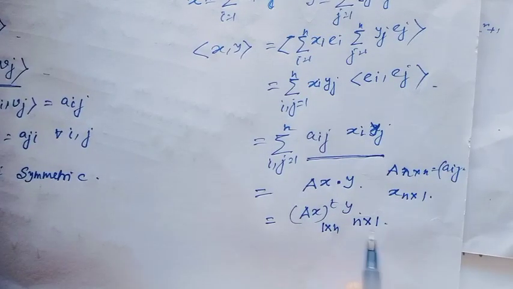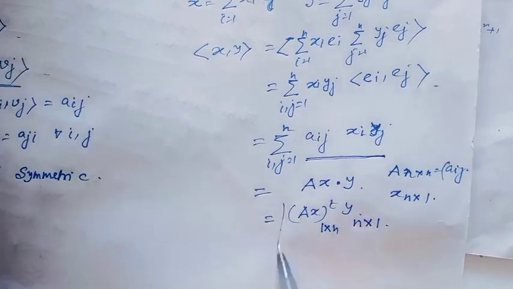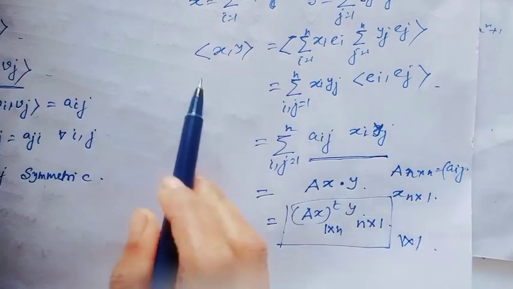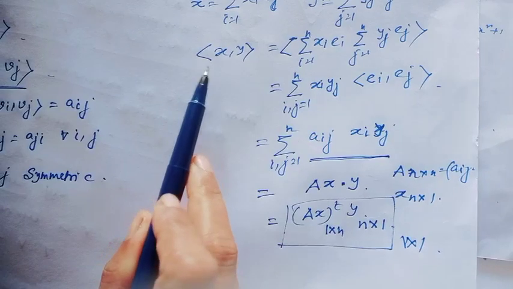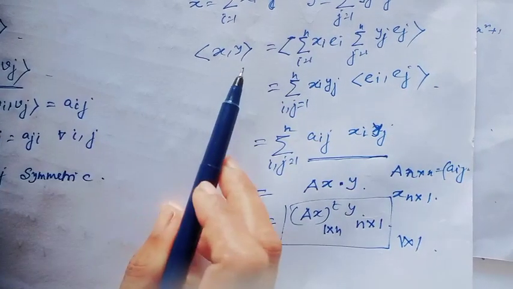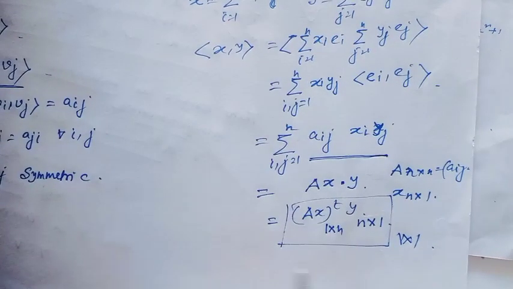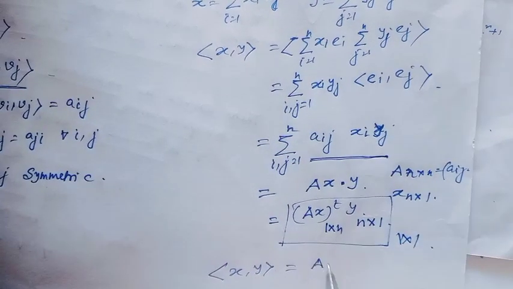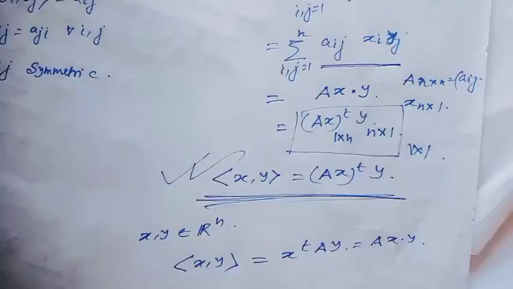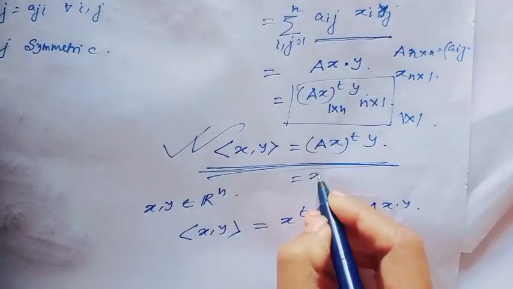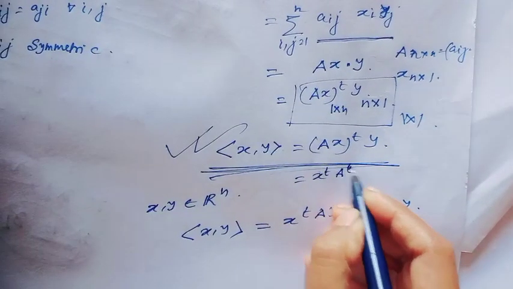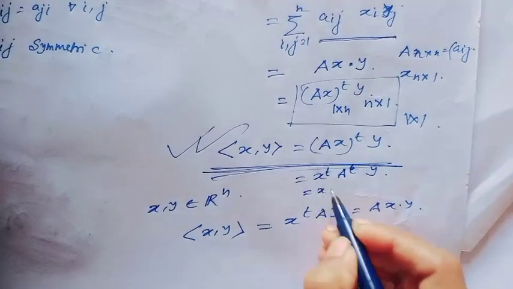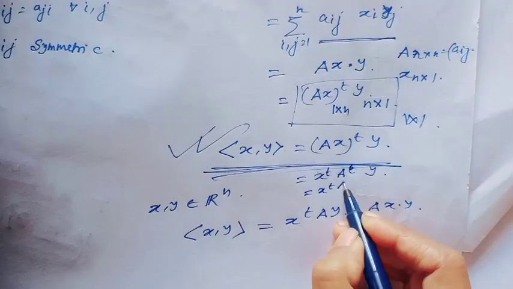So Ax transpose y would be actually 1 cross 1. Have you understood this concept? That means any inner product, we can write inner product x with y equal to Ax transpose y. We can write this as x transpose A transpose y, and since the matrix is a symmetric matrix, that means actually x transpose Ay.